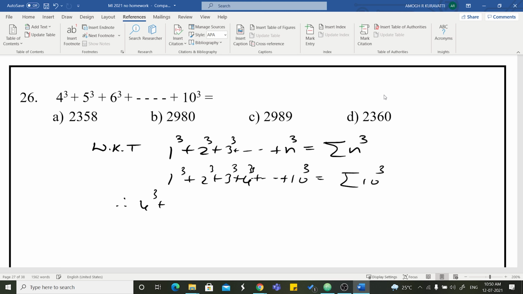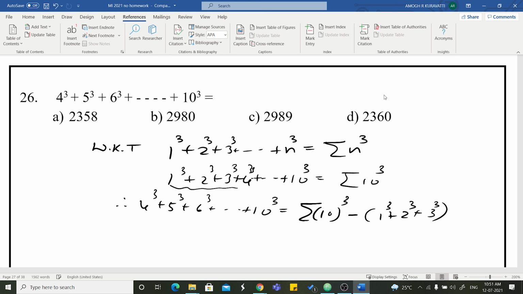Therefore, 4 cube plus 5 cube plus 6 cube and so on 10 cube is equal to sigma 10 cube, and those 3 terms go to the right side: minus 1 cube, minus 2 cube, minus 3 cube. Take minus common: 1 cube plus 2 cube plus 3 cube. Correct? He has asked from 4 to 10, and our formula is 1 to 10. So 4 to 10 is equal to 1 to 10 minus 1 to 3.